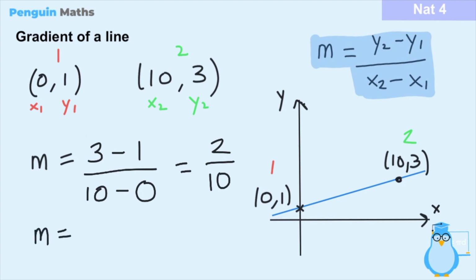Now if we wanted to simplify this, we could write it as 1 divided by 5, and that would also be equal to, in decimal form, 0.2.